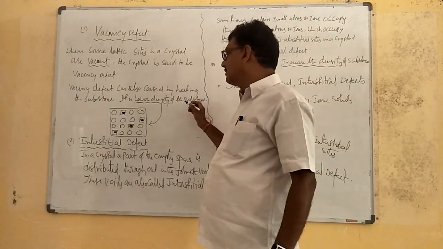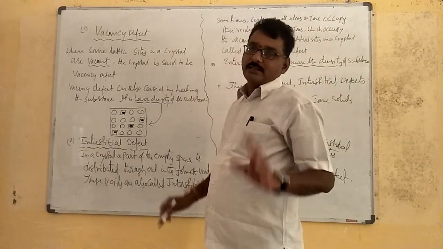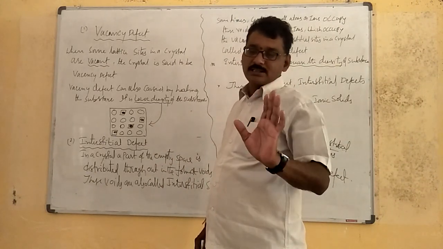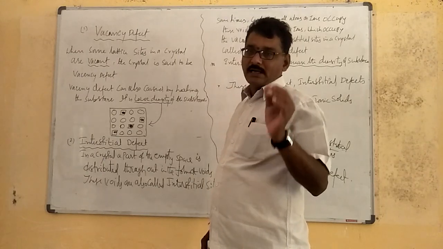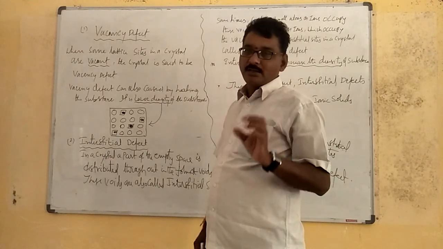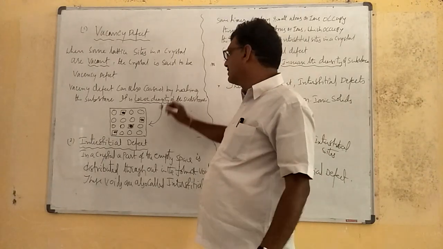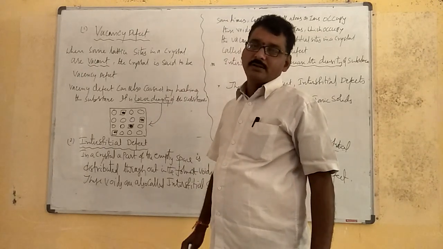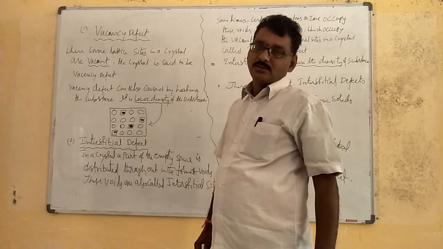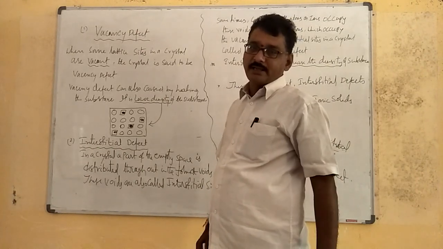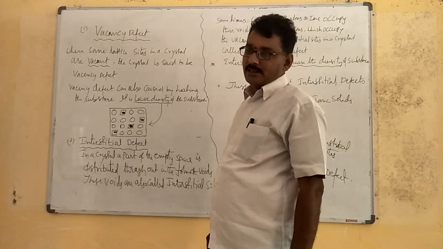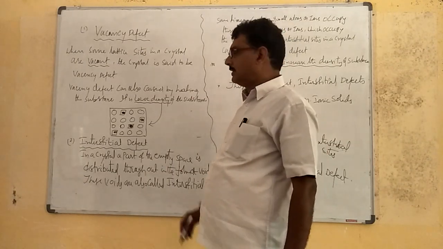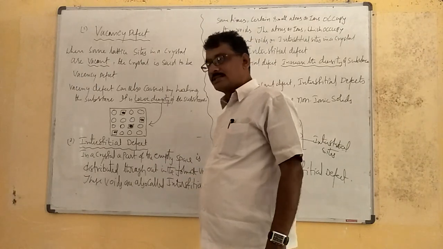It is also caused when a substance is heated, because then the crystal solid has some vacant sites. So this is caused by heating of the substance. Those vacant sites are nothing but the vacancy defect. That's why the density of the substance will be lower. Okay, now the second one is called interstitial defect.